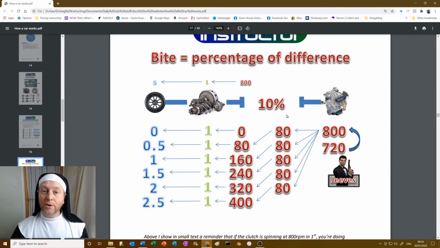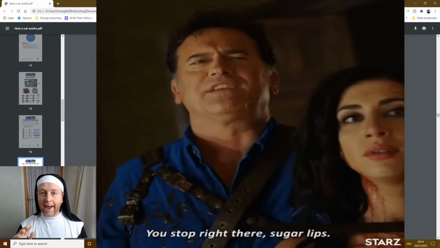You come along and you start to bring your clutch up and you get a 10% bite. What that does is it transfers 10% of the difference in speeds between the speed of the engine and the speed of the gearbox. In this instance, the difference is 800, so 10% of 800 is 80, and what happens is we transfer 80 across into the gearbox.